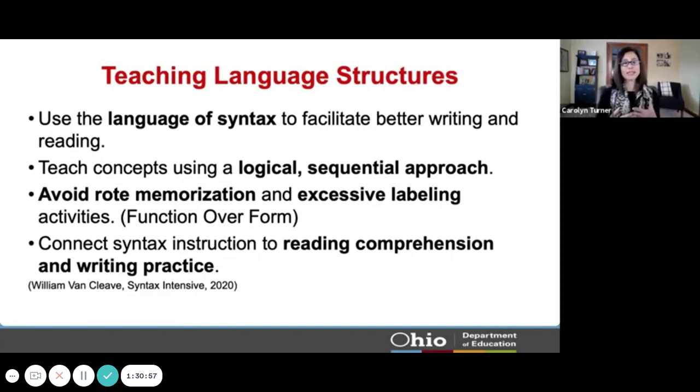And again, we want to connect it to that writing and to that reading. We want to make it about something. And so teaching that through that content really does help to make it stick. You're building content, but you're also developing that knowledge, and that further helps with reading comprehension. It also helps them with their writing because it's teaching them and showing them what good expanded sentences look like and sound like.